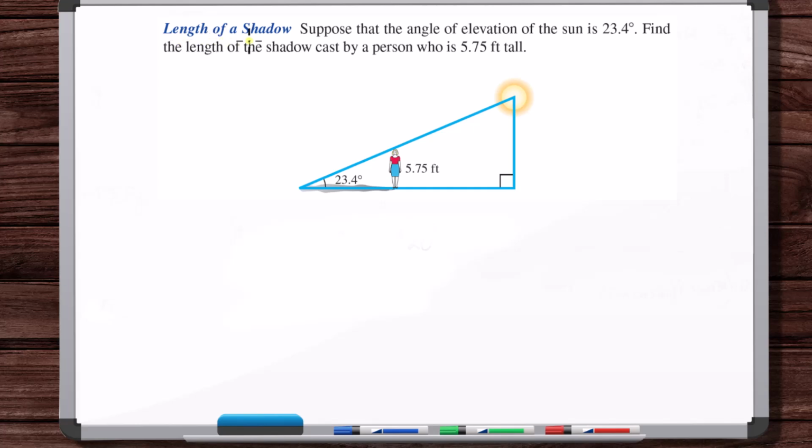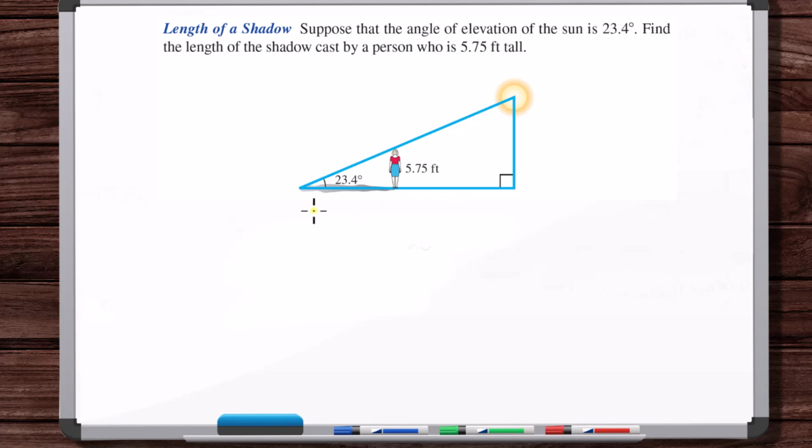The length of a shadow. Suppose that the angle of elevation of the sun is 23.4 degrees. Find the length of the shadow cast by a person who is 5.75 feet tall. All right, so relating shadows to the height of the object casting the shadow is pretty interesting.